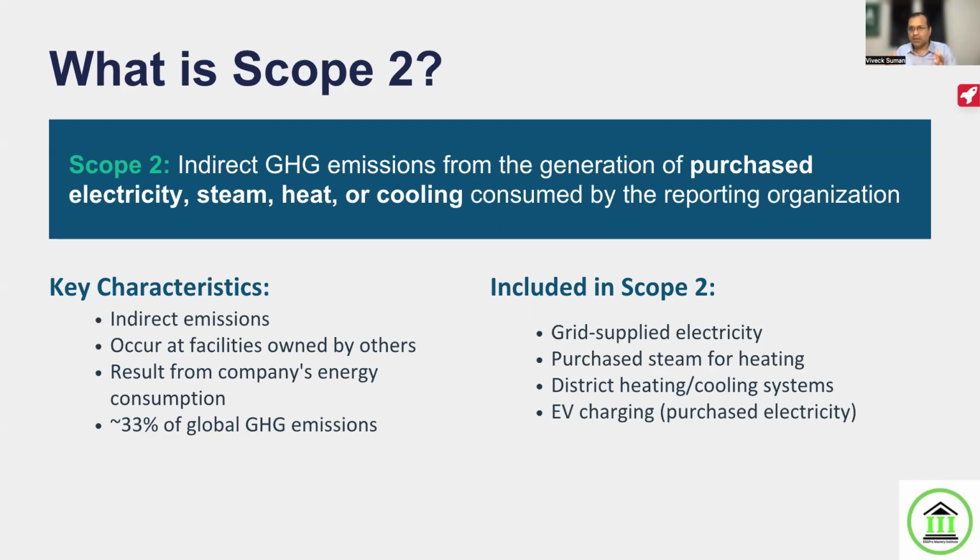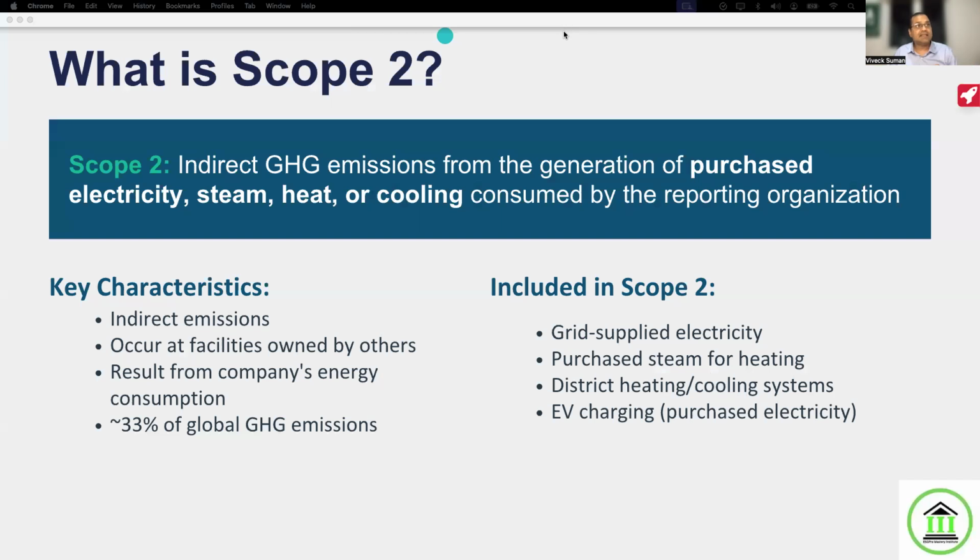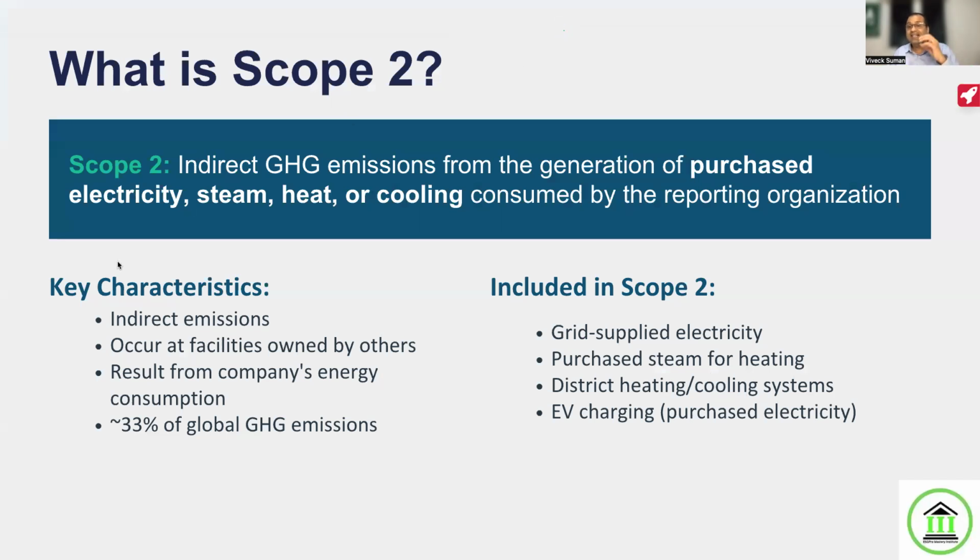Let's start with the fundamentals of what exactly scope 2 is. According to the GHG Protocol, scope 2 encompasses indirect GHG emissions from the generation of purchased electricity, purchased steam, purchased heat, or cooling consumed by the reporting organization. If you are reporting all these for your organization, you are calculating scope 2. The keyword here is indirect. Remember that, and that two-word formula.